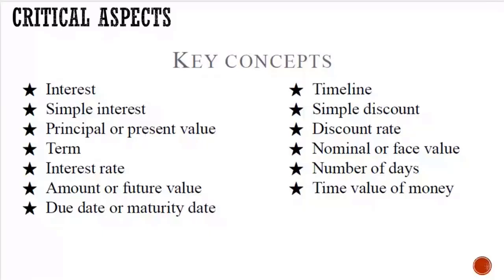And then there's simple interest. The simple interest is an amount that you get when you're calculating an interest. And then you've got a principal value, and also a term, and then we've got a rate, an interest rate, and then an amount, your future value, and a due maturity date. That is the date when your investment is going to be maturing. There's also an aspect of timeline, and I've also put the simple discount and a discount rate. All of these are terms that you need to see parallel to each other.